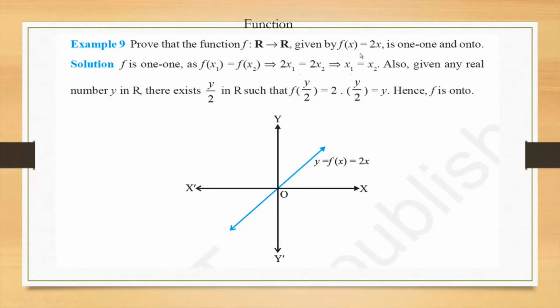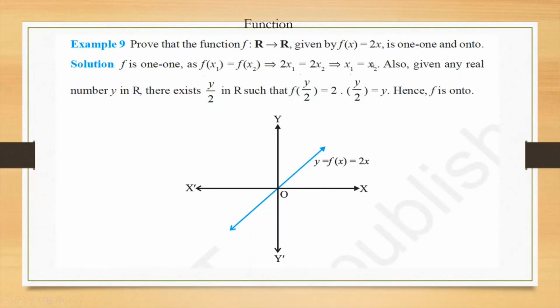So what is f of x? 2x. So what is f of x1? 2x1. What is f of x2? 2x2. What is our definition of a 1-1 function? f of x1 equal to f of x2 implies x1 equal to x2. So f of x1 equal to f of x2 implies 2x1 equal to 2x2. 2 and 2 cancel, so x1 equal to x2. So this is 1-1.